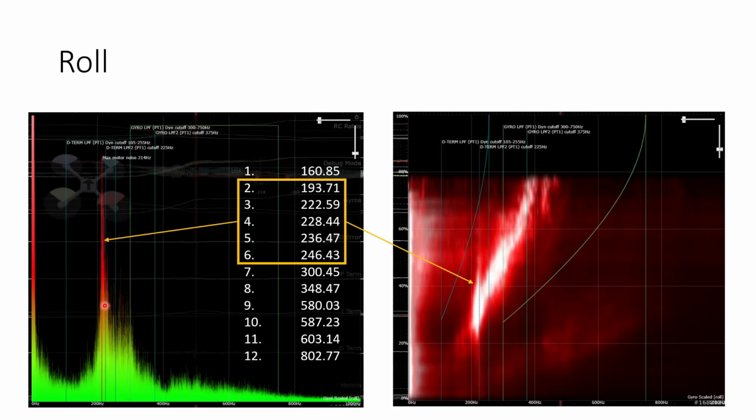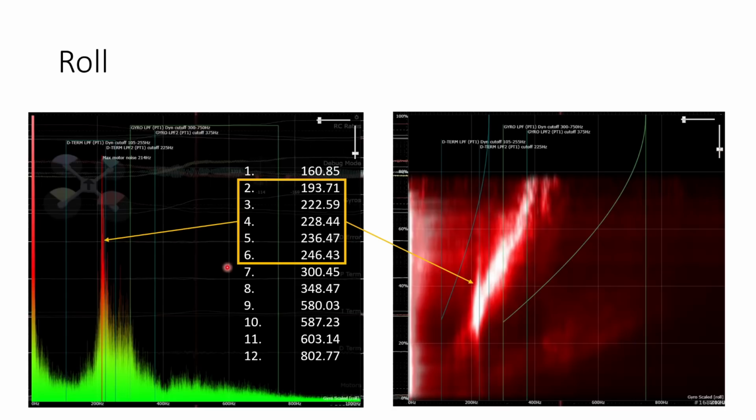we can see that there's this spike at about 215 Hertz, and that corresponds in the waterfall plot with this vertical white stripe here. And so that's a typical frame resonance, something that we would expect to see in every frame at those frequencies where frame resonances occur.